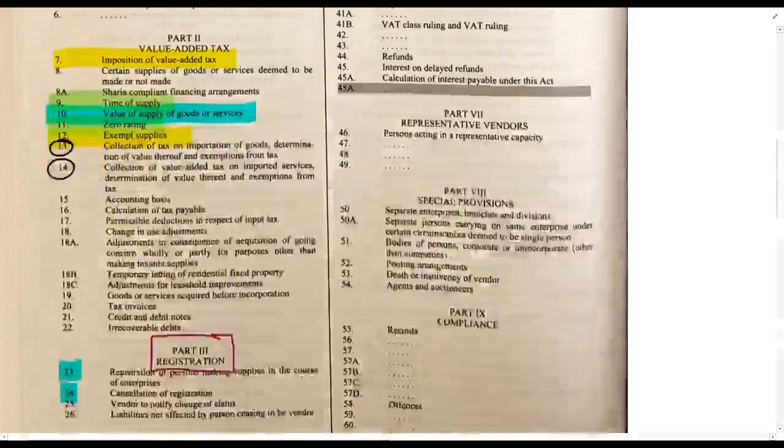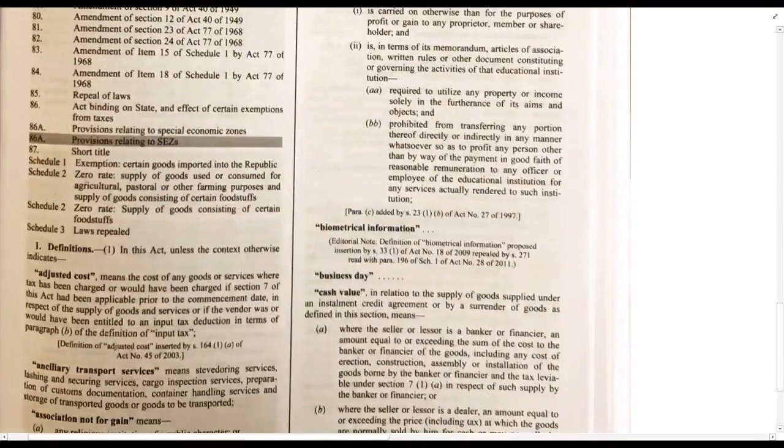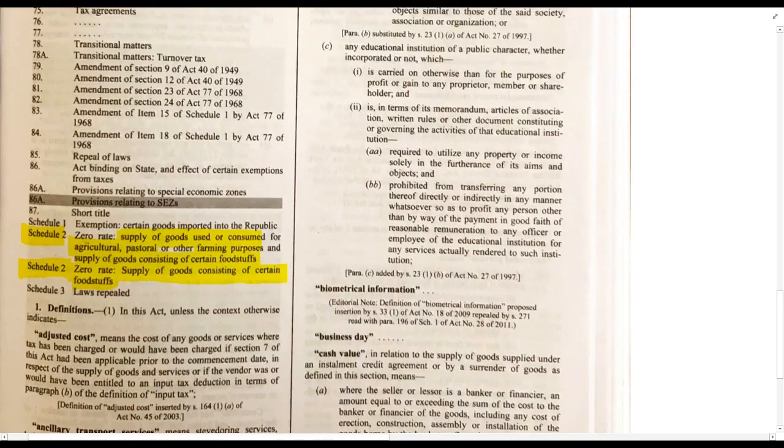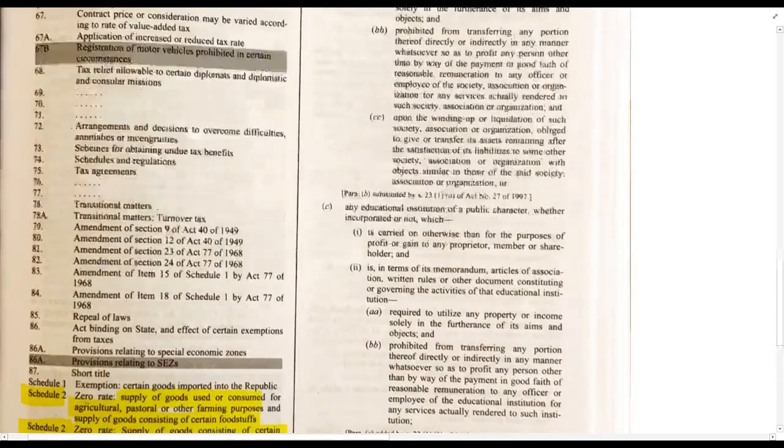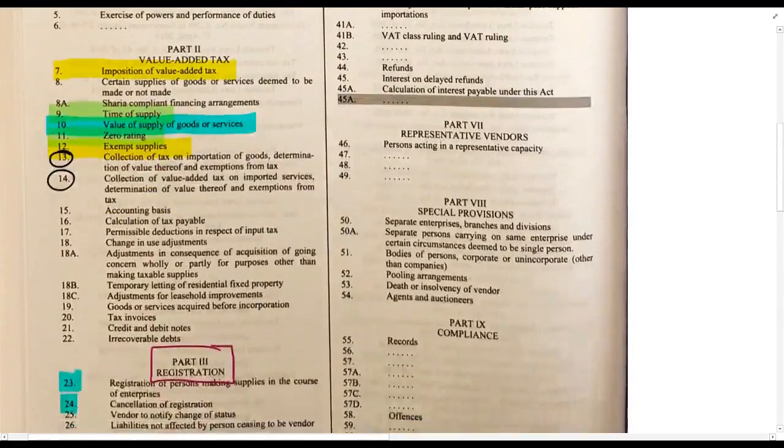Whilst I'm talking about that, when we are looking at zero rating, at the back of your VAT Act there's a Schedule 2 where they talk about the zero rating of certain foodstuffs, and also the supply of goods consumed for agricultural, pastoral and farming purposes and other things which are not foodstuffs. This is where they will discuss things like seeds and raw vegetables and so forth, things which are zero rated. So please do keep that handy and work through it.